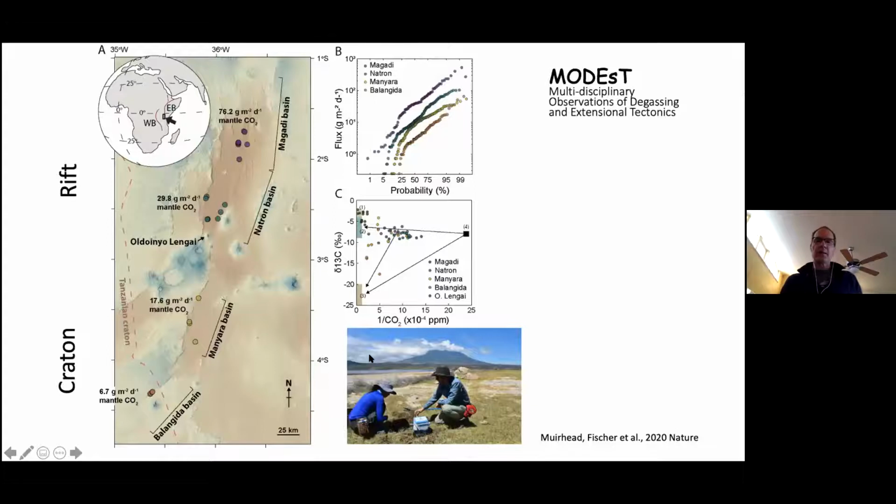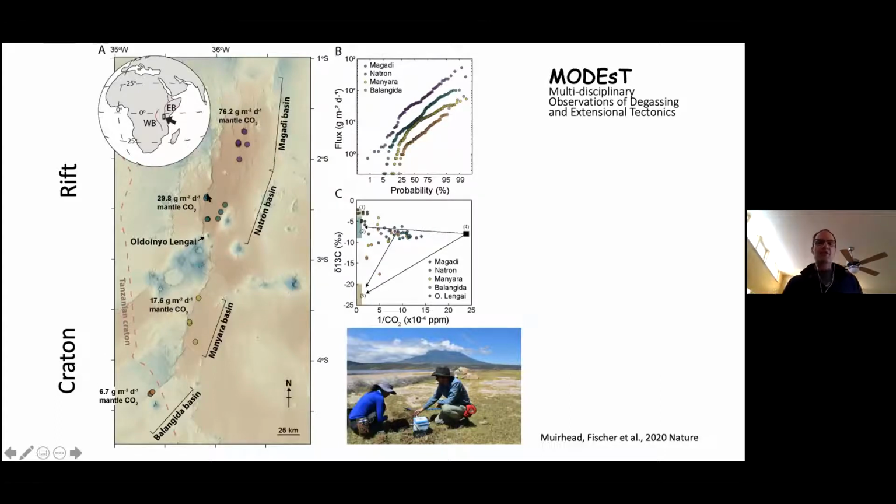So when you investigate the gases and gas fluxes in the transition between the active rift, which is the Natron Basin, the Magadi Basin, and Oldonyilengai sitting right here, and then the Craton, which starts really at the Manyara Basin and the Balangida Basin, which is right on the Craton, you see, of course, very dramatic differences, right? And this is to be expected from a gas geochemist's point of view. This is nothing that was a big surprise when we did this study.